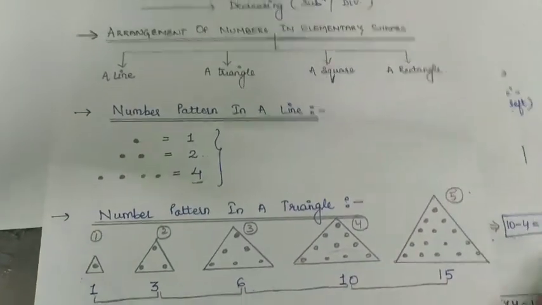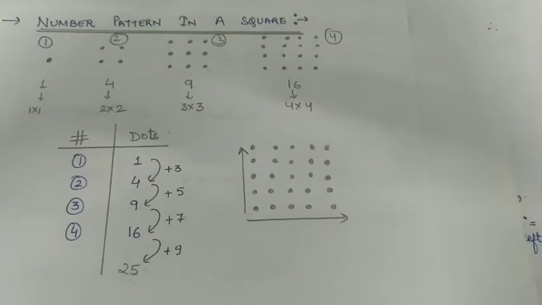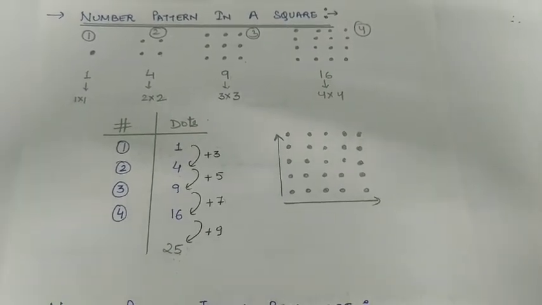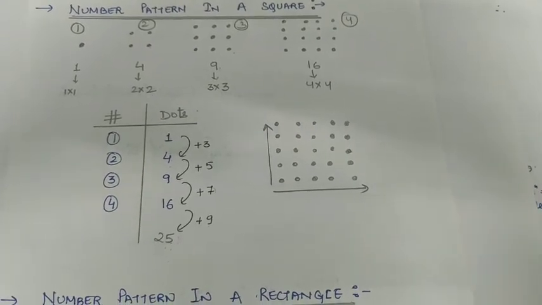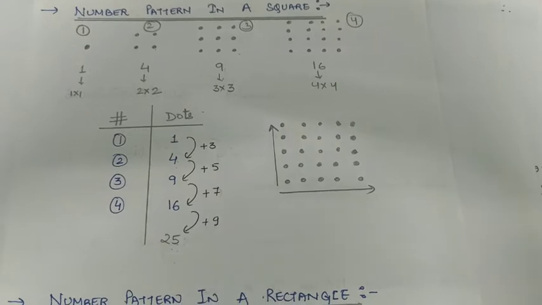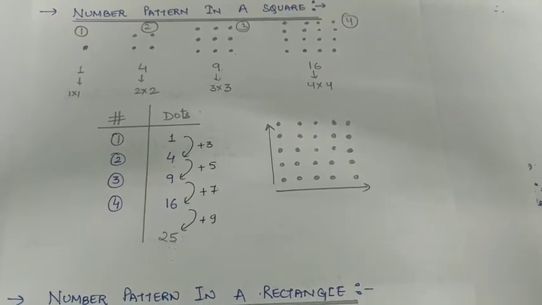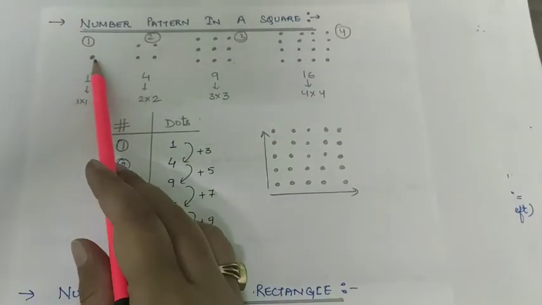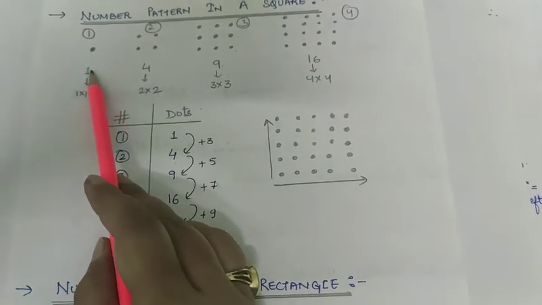Then students, I will move on to another elementary shape, that is our square. Everyone knows what a square is. In a square, each side is equal. So can I say that the number of dots drawn horizontally should be equal to the number of dots drawn vertically? Yes, so I will start with this. I have drawn 1 dot, so which number is it representing? 1. Can I write 1 into 1 gives 1 only?